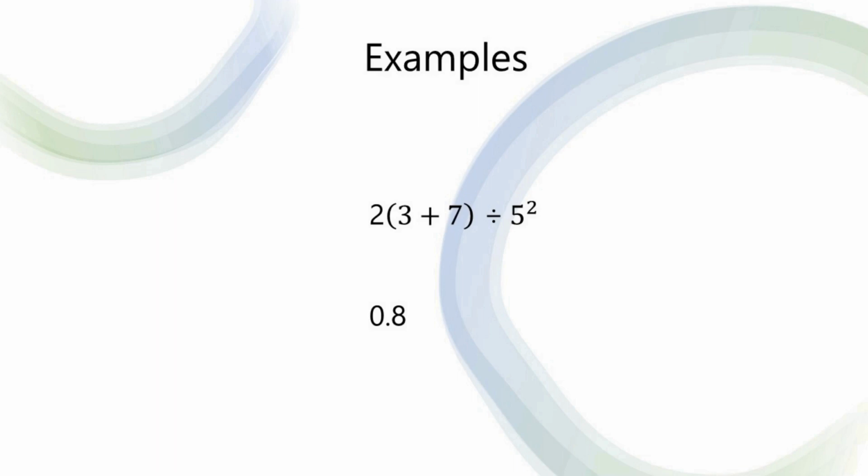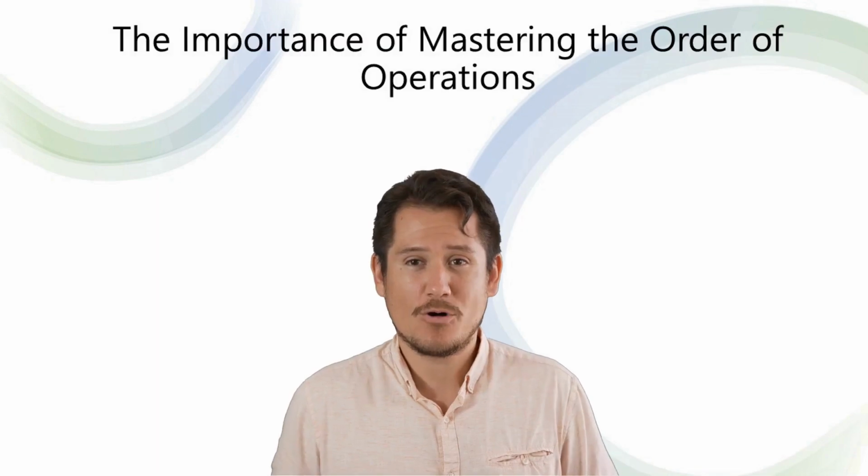This gives us the answer. So we first multiply 2 by 10, which equals 20. Then we divide 20 by 25. The final result is 20 divided by 25, which can be simplified to 4 divided by 5, or 4/5, which is 0.8. The order of operations is like a roadmap for your algebraic journey.